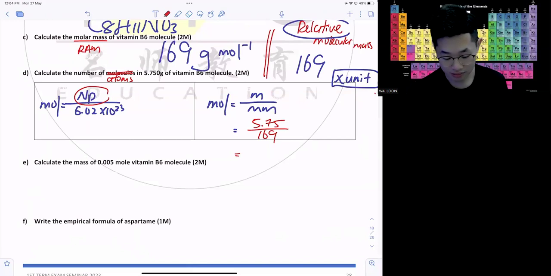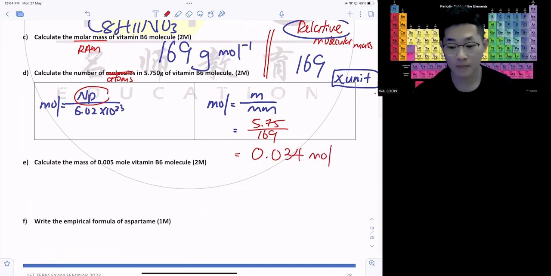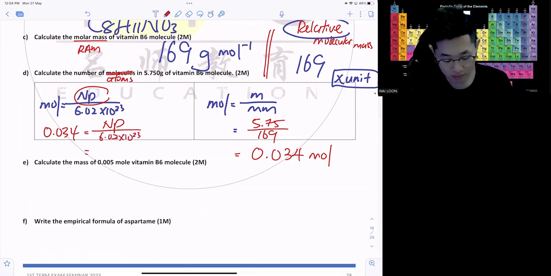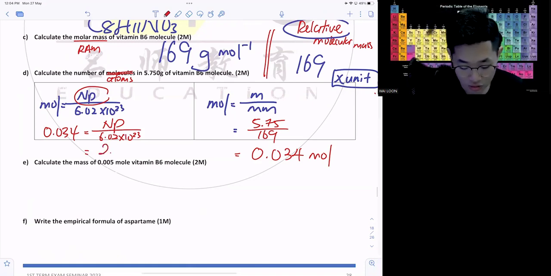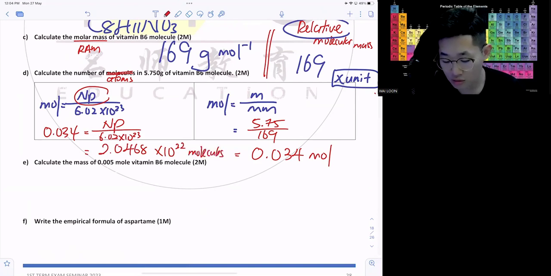To get 0.034 mole. Then we sub the mole in to find the number of particles. I get 2.0468 times 10 to the power of 22. This is molecules.